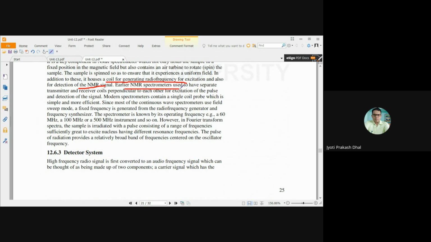The earlier NMR spectrometers used to have separate transmitter and receiver coils perpendicular to each other for excitation and detection of the signal. But the modern spectrometer contains a single coil probe, which is in sweep mode, and a fixed frequency is generated from the radio frequency generator and the frequency synthesizer. The spectrometer is known by its operating frequency, such as 60 MHz, 100 MHz or 500 MHz instruments and so on. However, in FT-NMR, the sample is irradiated with a pulse containing a range of frequencies sufficiently wide to excite the nuclei having different resonance frequencies.